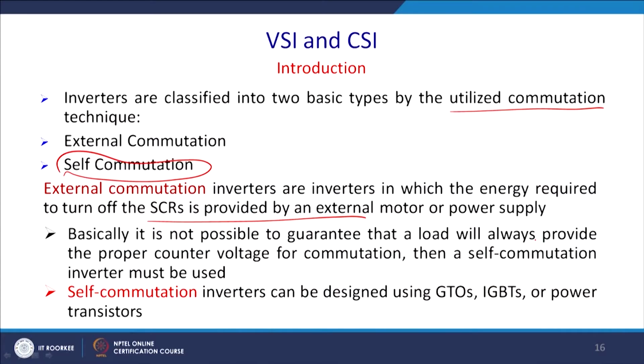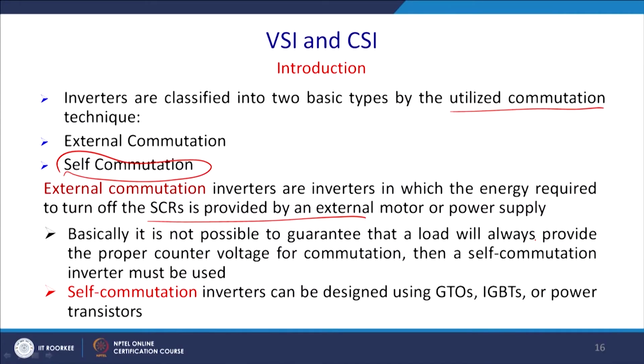Basically, it is not possible to guarantee that the load always provides commutation, because the load is a user's choice, not the designer's choice. Then there is self commutation, and if it is ensured that the load can provide the process of commutation, then we employ the self commutating inverters. If it is self commutation type, then we can withdraw by gate pulses. These are essentially GTOs.